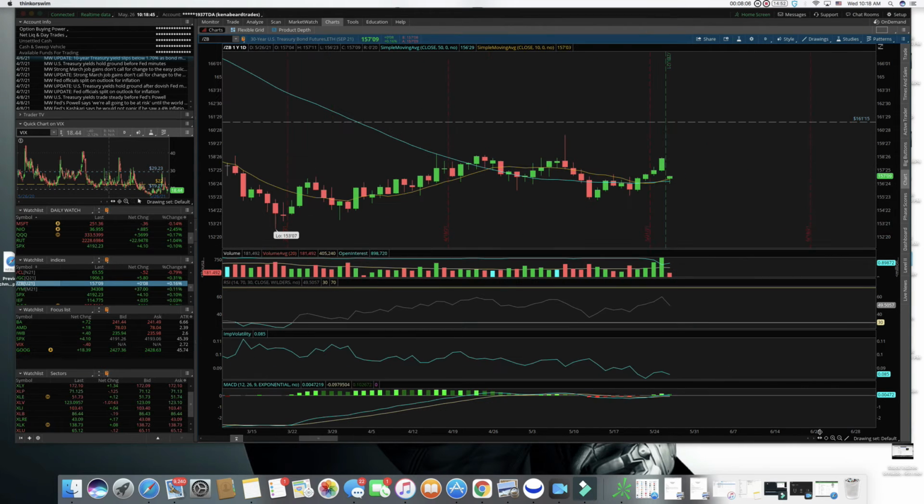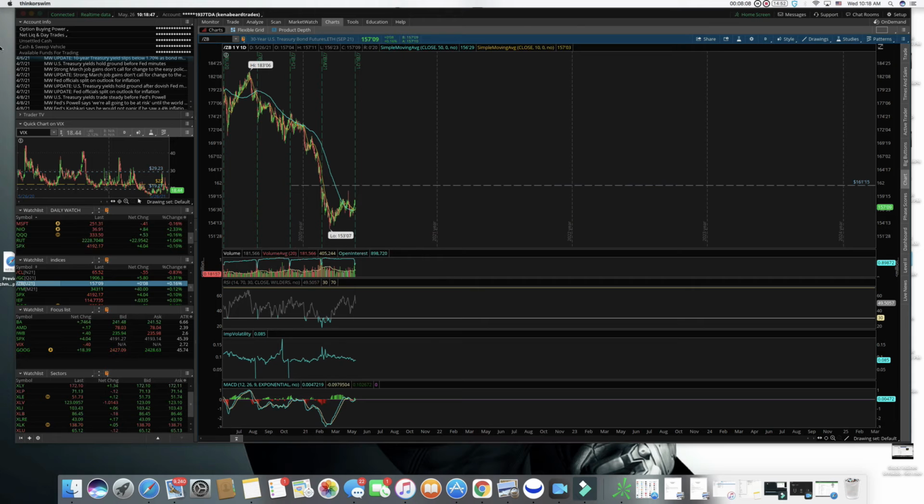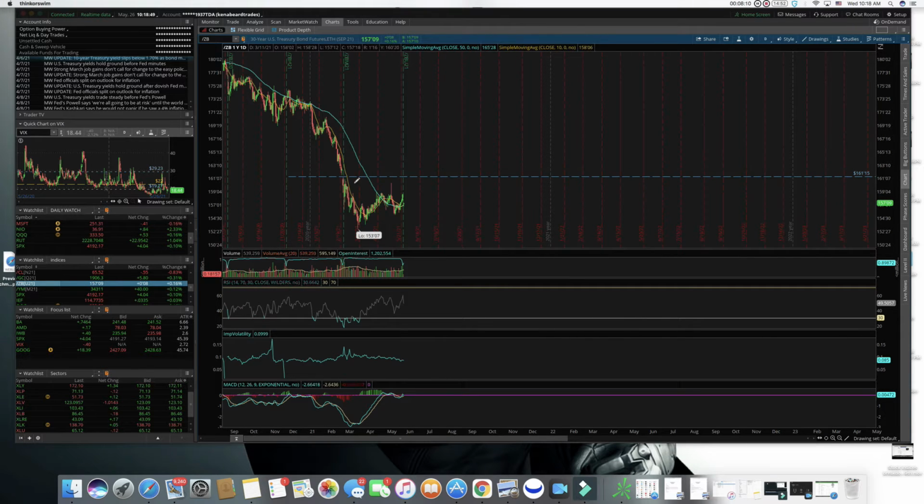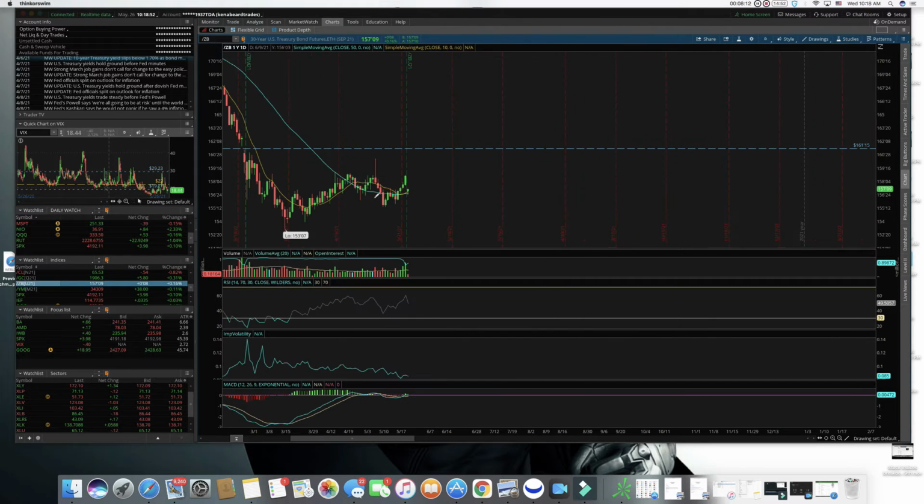So we got a level here, the level that it gapped down is the level that I'm watching right now. It is at some resistance though for bonds. So once bonds do get above those levels, we have another level up top, and if it does get above those levels, that would look very strong for the bond market.